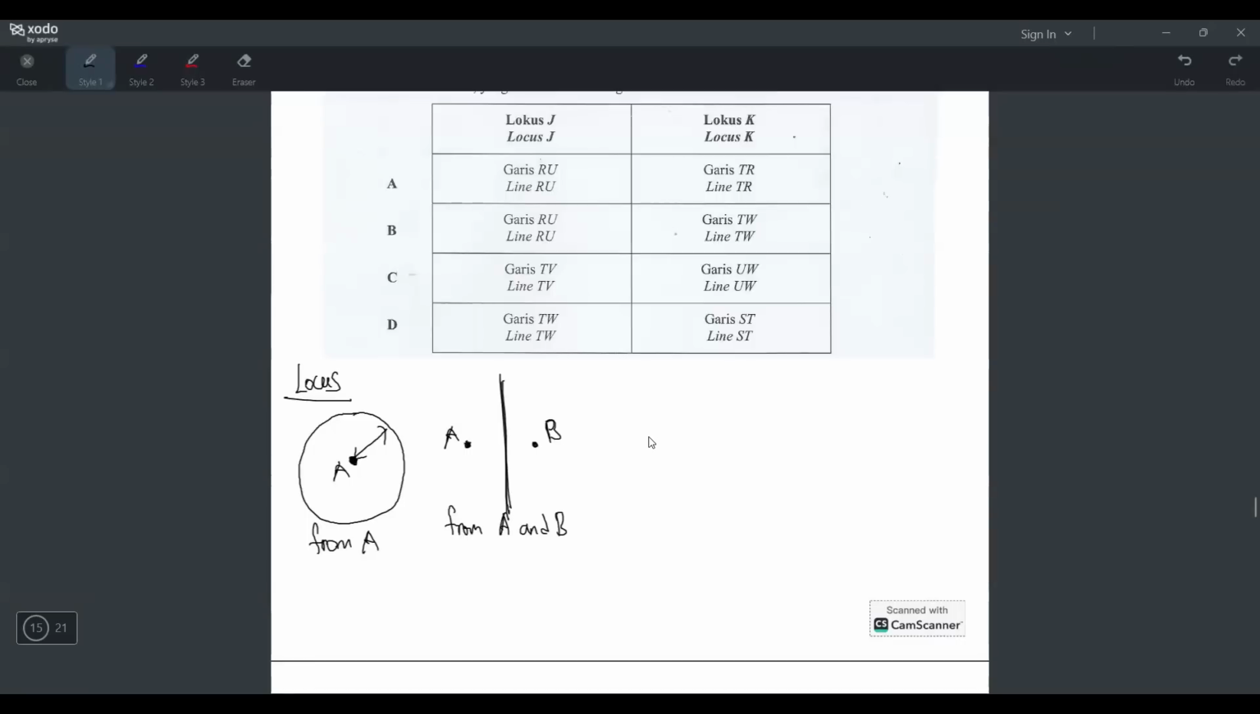Right, okay, what if they give you a line, for example AB? This one they will mention like this in the soalan, from line AB. Okay, if they mention like this, you have to draw 2 lines parallel to this line, right?